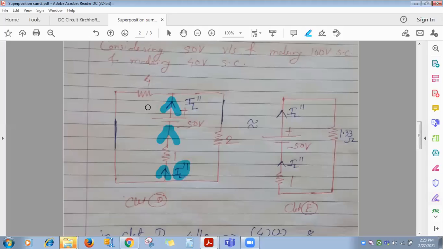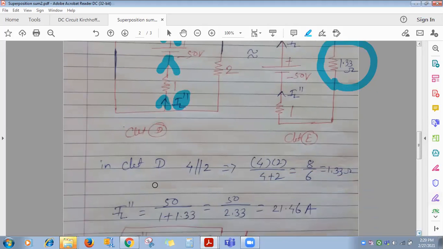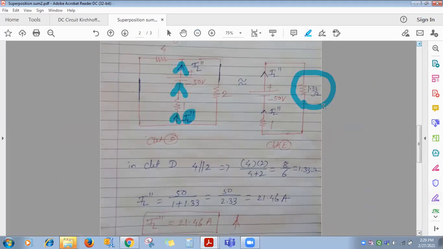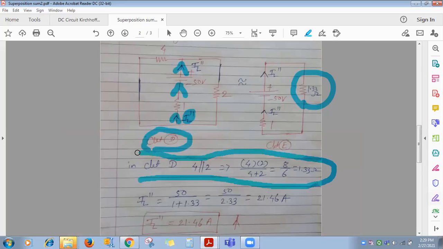Okay. Now can you tell me what about 4? We are interested only in this circuit to find out IL double dash. That's it. The rest, no need to mark the rest of the currents. If required, then only mark. How about 4 and 2 ohm? How are they connected? Parallel. Okay, so what will be its equivalent? 4 into 2 divided by 4 plus 2, you will get 1.33. See, in circuit D, 4 and 2 ohm are in parallel. 4 into 2 divided by 4 plus 2, 1.33 ohm.